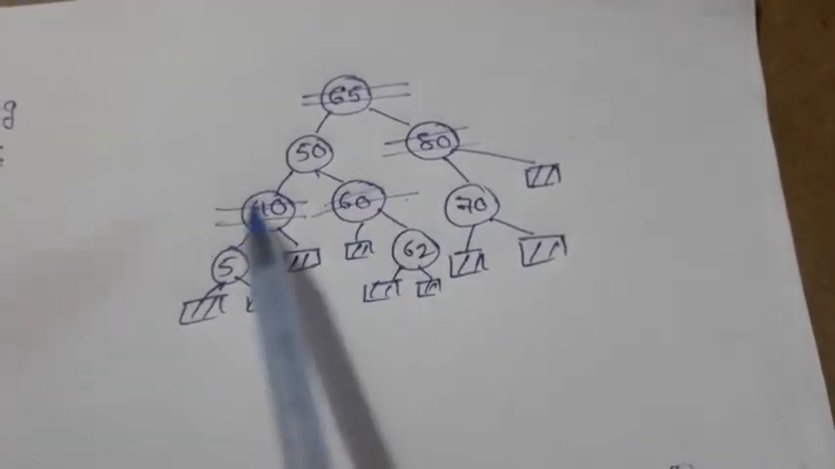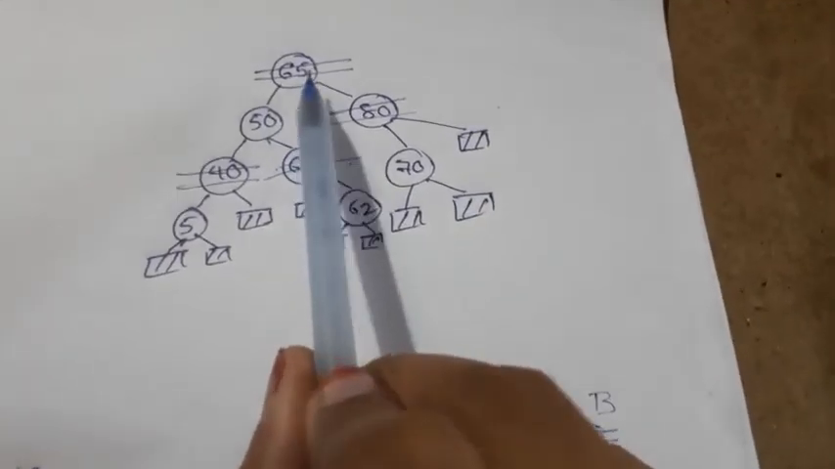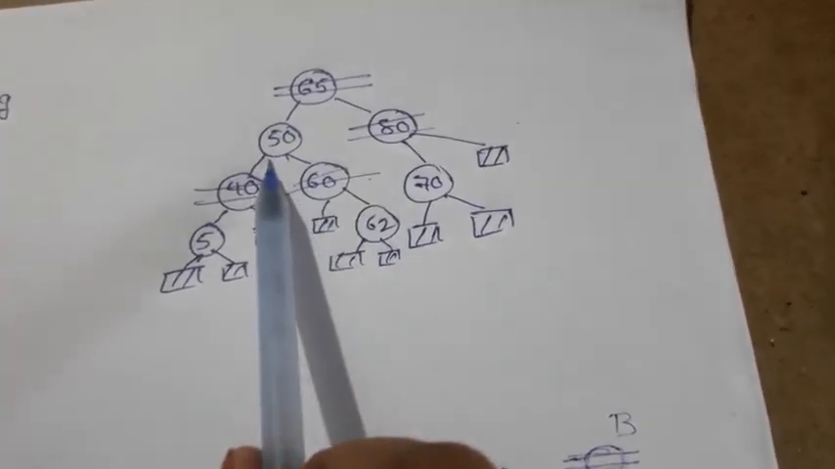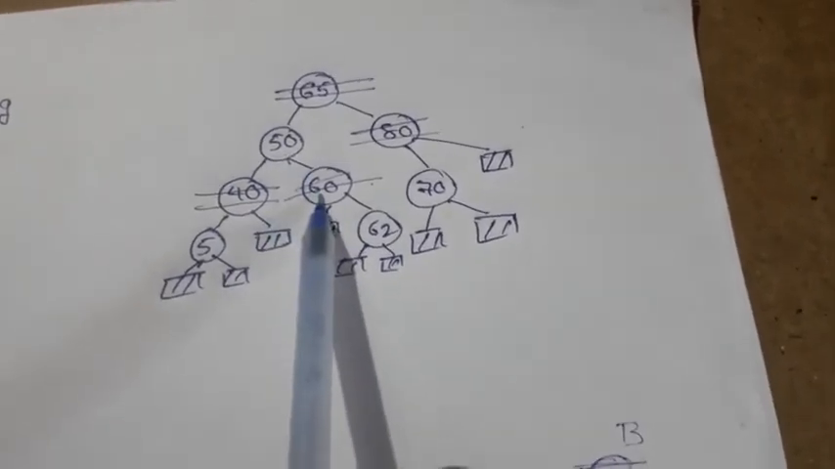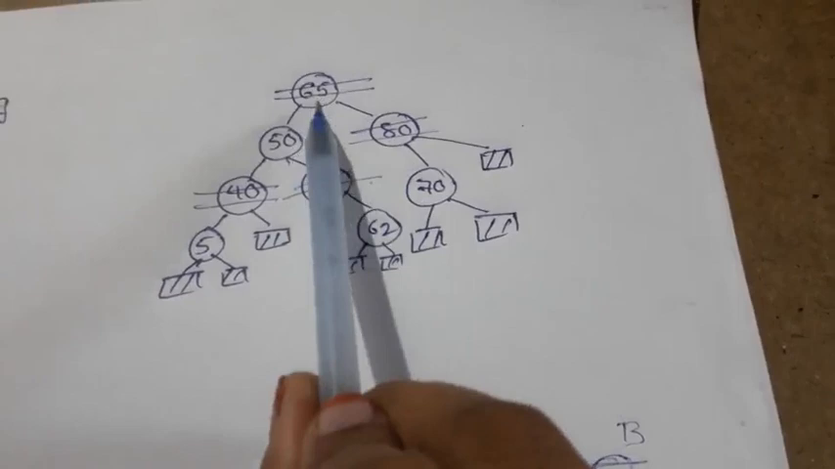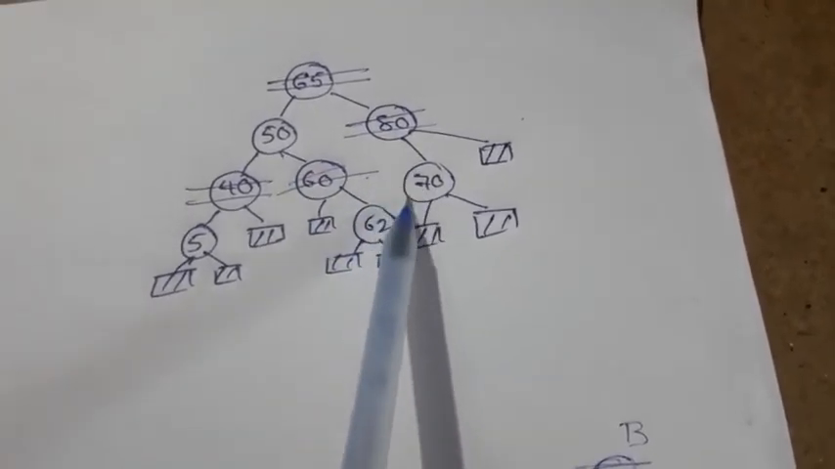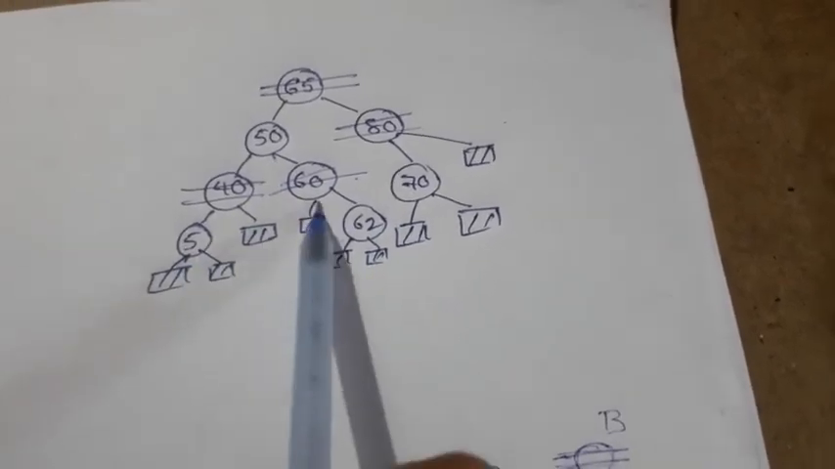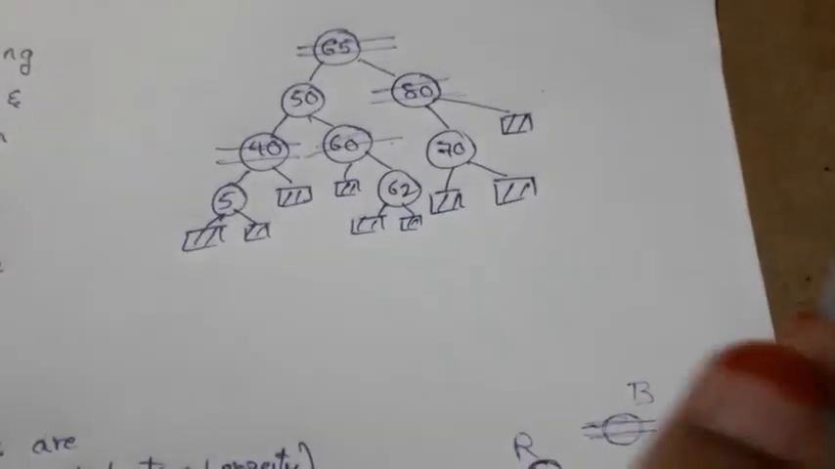So this is a tree. Let me first see whether it is a BST or not. 65 is the root node, and I have inserted 50 to the left. When comparing with 65, it is a lesser element. So 40 is to the left of 50 and 60 to the right of 50. As 80 is greater than 65, it is on the right side, and 70 is lesser than 80, so it is on the left side. 5 is less than 40, so it is on the left side, and 62 is greater than 60, so it is on the right side. It is my BST, no doubt.